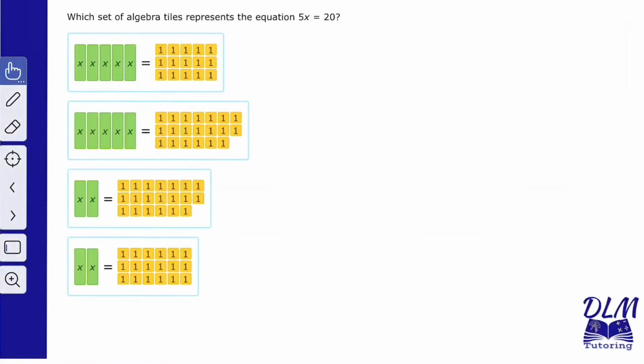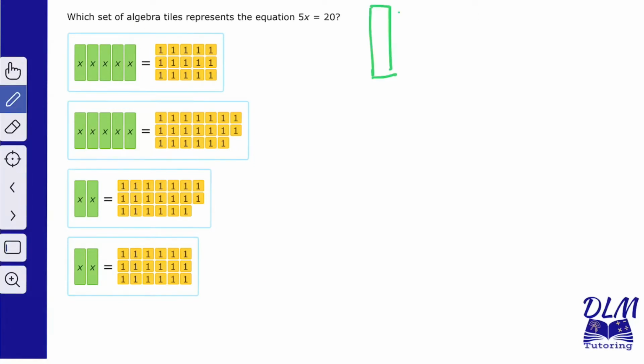So with this first question, it asks, which set of algebra tiles represent the equation 5x equals 20? In order to do a problem like this, we first need to represent the equation that we're given, 5x equals 20, as a set of algebra tiles. I'm not going to rely on the answers that they give me. I'm going to create my own algebra tiles first.